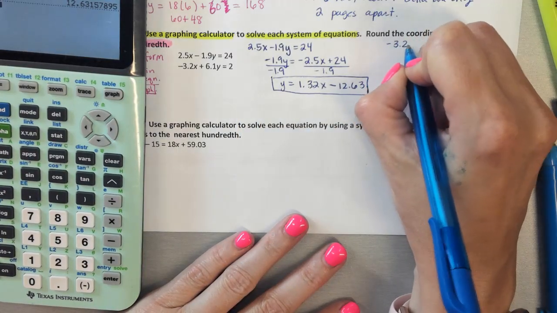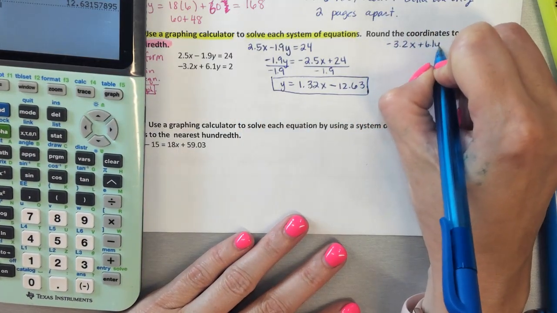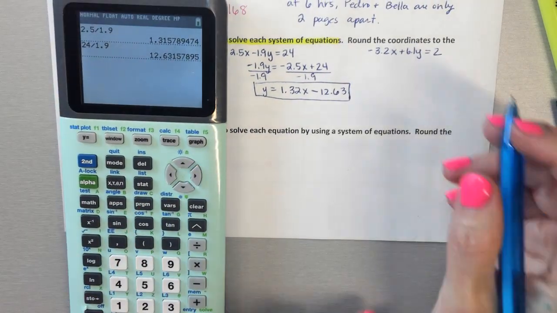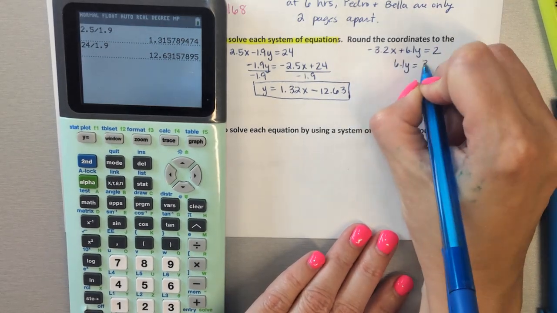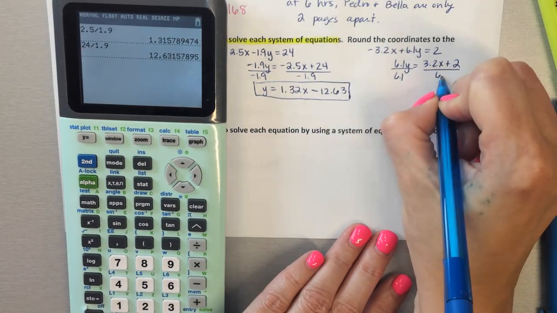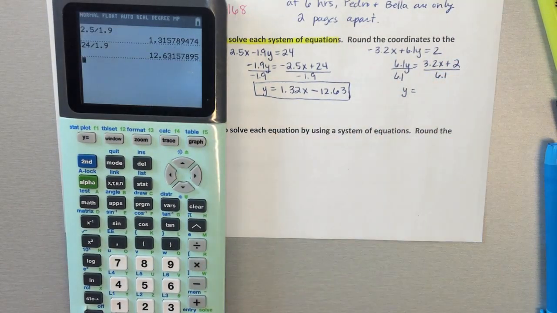And for my second equation, we are going to solve for y, so we're going to get the 3.2x to the other side, divide by 6.1. Okay, so I want you guys to practice dividing and rounding. Make sure you know those rounding rules. 5 or above, it's going to go up. You always look at the third spot if you're rounding to the nearest hundredth.